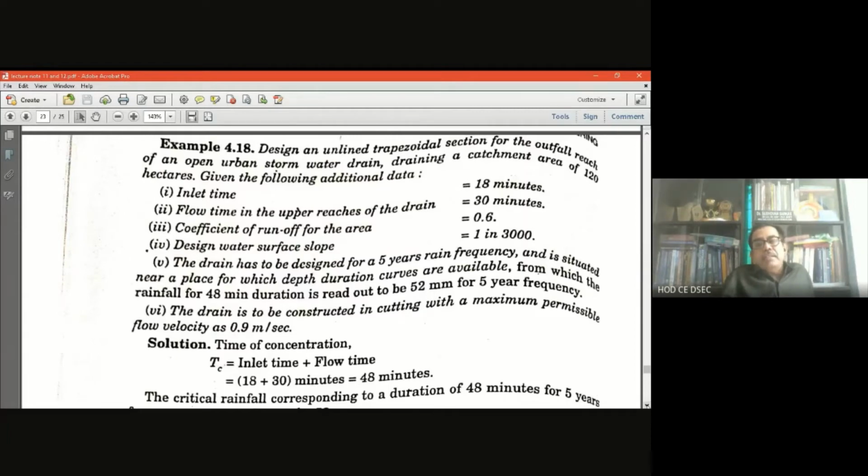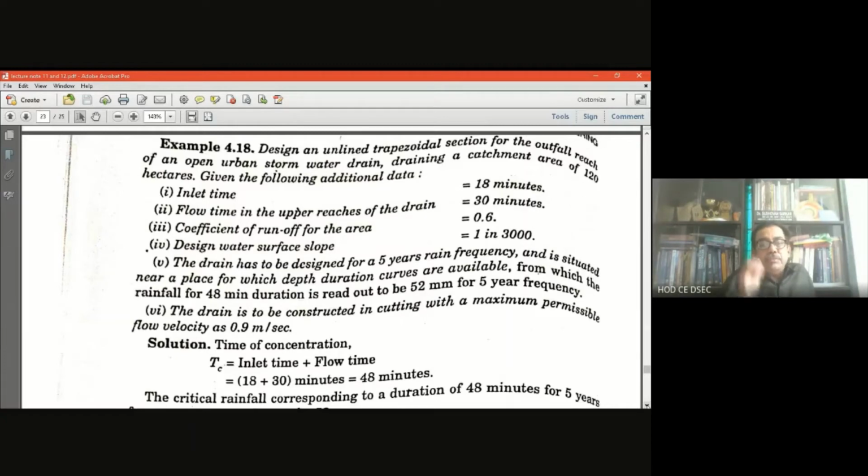The draining catchment area is given as 120 hectares, and the data are given. The inlet time is required for the time of concentration calculation. Then the flow time is also required, inlet time plus flow time. The coefficient of runoff C is given, and the design water surface slope, so the gradient is also given.